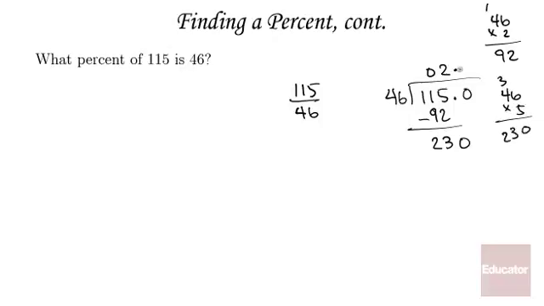23, nope, it's perfect. So as a decimal, it's 2.5, and as a percentage, if you remember from the last lesson, you move your decimal to the right twice. So it's 250%, which makes sense because 115 is more than double 46. That's the 200 plus an additional percentage. Remember that your percentage is always over 100 when the number is larger than the original number.